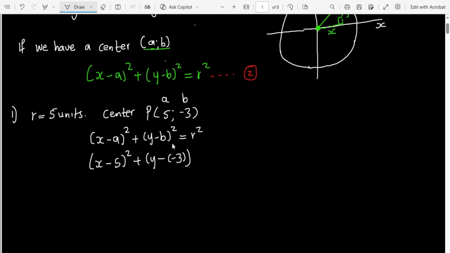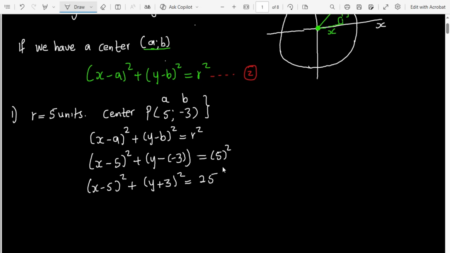It's very important to put the minus 3 inside the bracket, and let's equate this to r squared. The radius is 5, so this will be 5 squared. I hope you understand the substitution. The most important thing is that if between a and b one value is negative, make sure that when you subtract it, you put it inside the bracket. This will give us x minus 5, squared, plus, now we multiply out of that bracket, minus times minus is positive, so this will be y plus 3, squared, equal to 5 squared, that's 25.